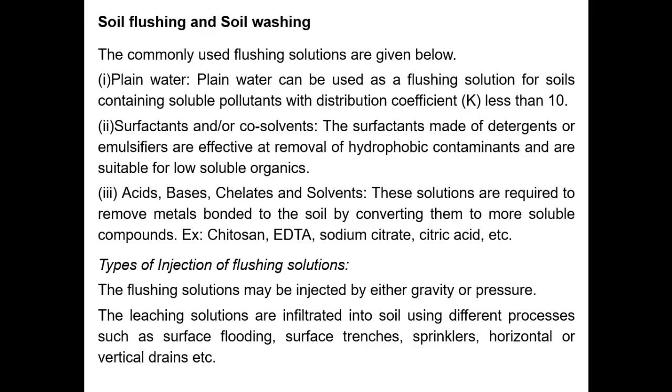Acids, bases, chelates, and solvents are the solutions which are required to remove metals bonded to the soil by converting them to more soluble compounds. Example: chitosan, EDTA, sodium citrate, citric acid, tartaric acid, etc. The flushing solutions may be injected by either gravity or pressure.